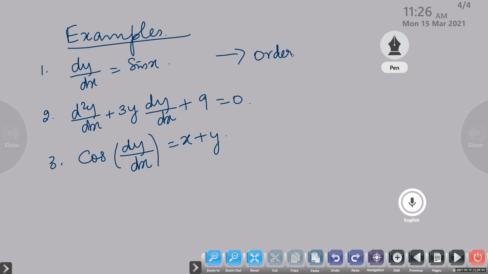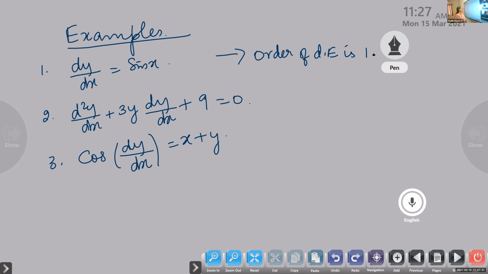Can you repeat the question? What is the order of this equation? The first equation. Is it dy by dx? What is the order? dy by dx means it is the first derivative. So what will be the order of the differential equation? The order of the differential equation is 1, because we are differentiating only one time.